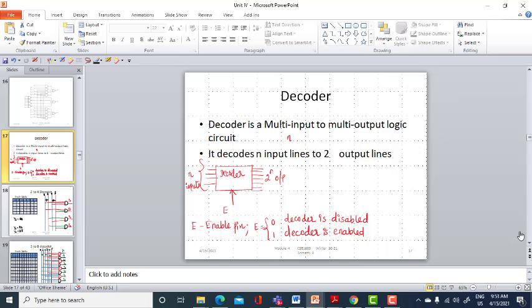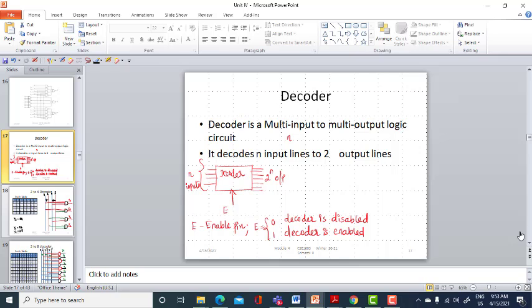And moreover, I have given a brief introduction of your encoder, decoder, multiplexer, and we will just refresh the decoder, encoder, multiplexer and demultiplexer in today's class.